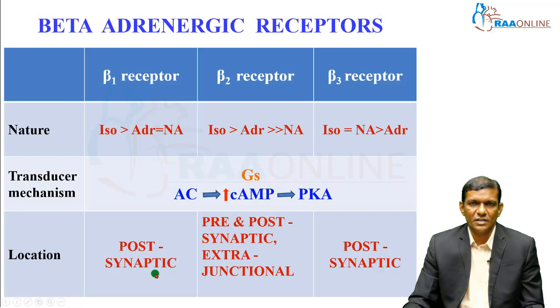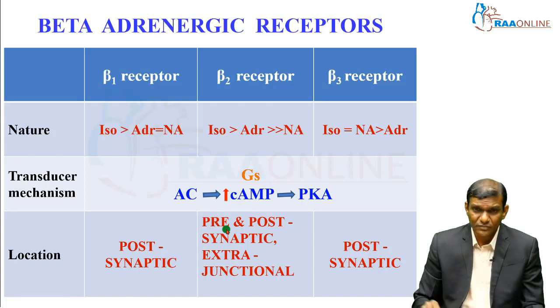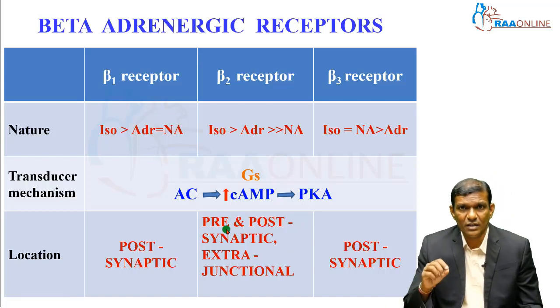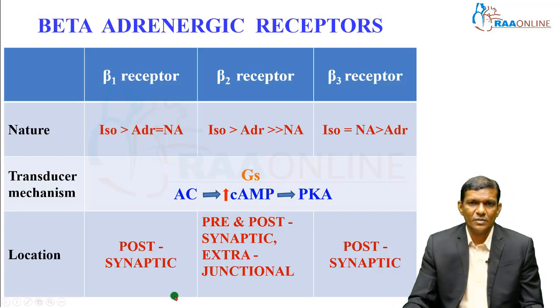Coming to the location, beta 1 is mainly postsynaptic, whereas beta 2 is presynaptic and postsynaptic as well as at extrajunctional sites. Beta 3 is again postsynaptic. The only presynaptic beta receptor is the beta 2 subtype. As for the mechanism of action, all these beta receptors stimulate the adenylyl cyclase enzyme, which ultimately increases cyclic AMP and finally increases protein kinase A, thereby leading to the therapeutic effects.